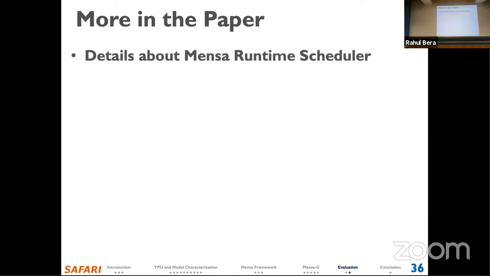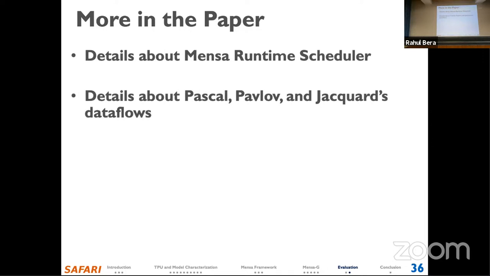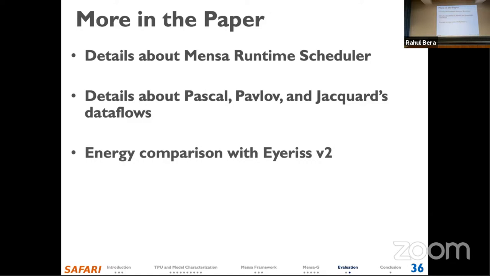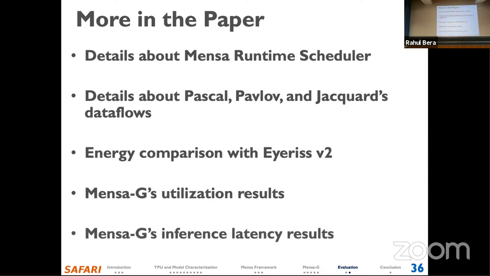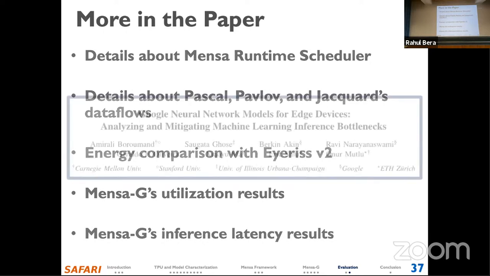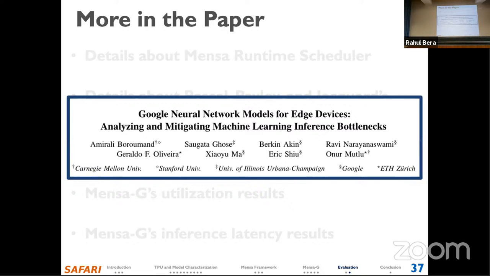For example, details about the runtime scheduler, details about the data flows for the accelerators. We have some energy comparison against some other state-of-the-art accelerator, but this is not from industry, this is some academia called Eyeriss version 2. We have some plot for utilization of the Mensa-G accelerators, and also some values for the inference latency for those different models and layers. And all of that is in our paper.